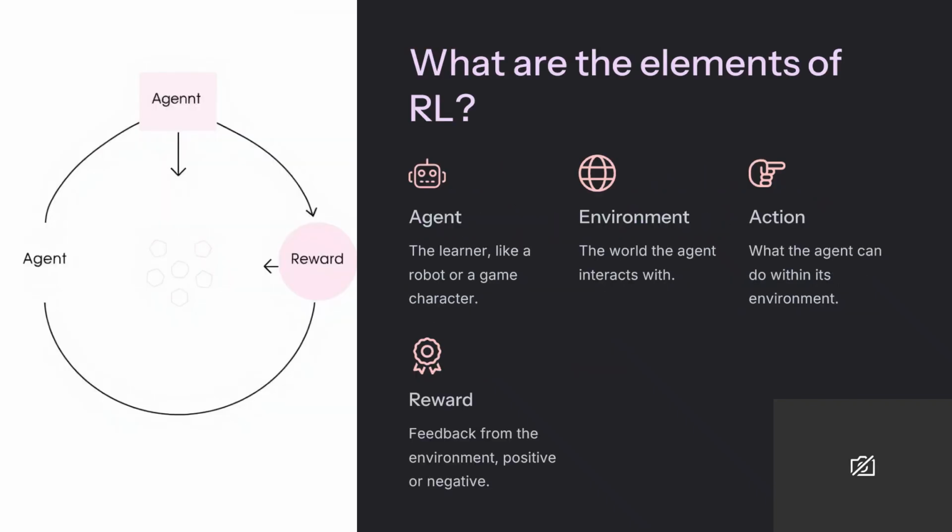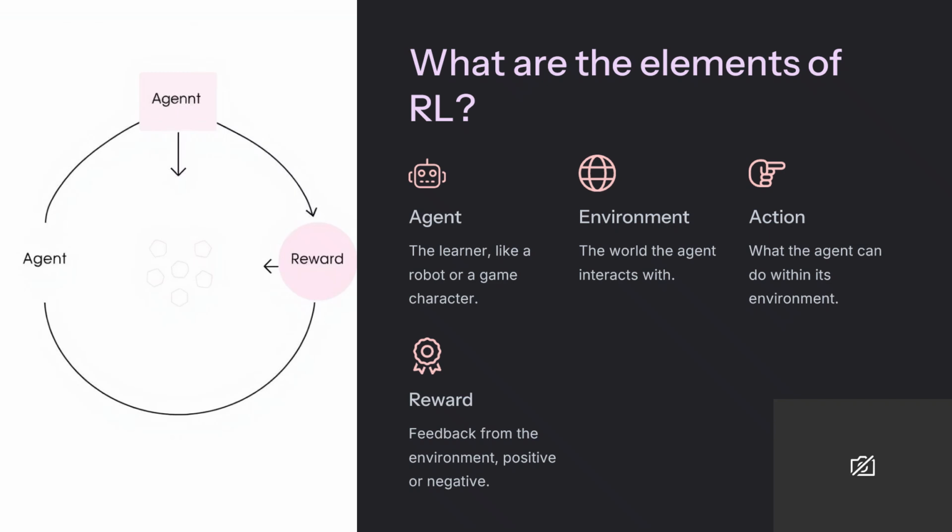So next is the environment. This is the world the agent lives in and interacts with. It could be a game, a real room, or even just a simulation on a computer. This means that the environment is the place where the agent performs his work.